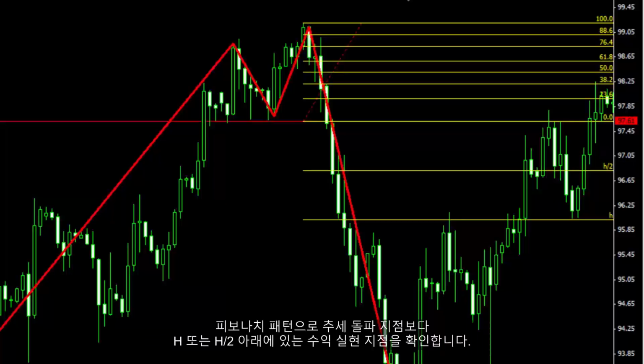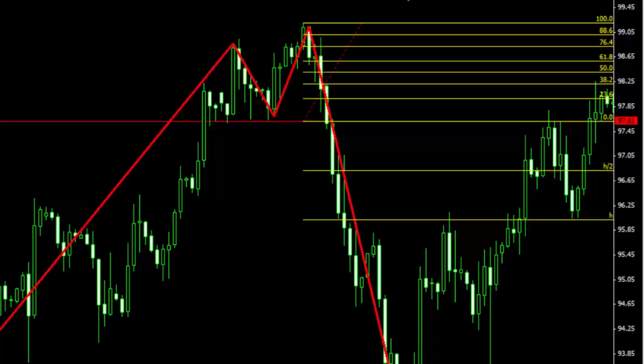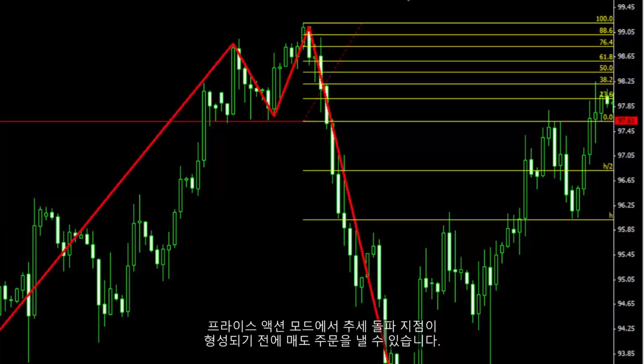Fibonacci clarifies the TP price under the breakout point with H2 or H pips amount. If a double top pattern is formed on a certain time frame, a trader can change the time frame to another format. In this example, resistance levels show another confirmation for a sell order. Based on price action mode, a trader could place a sell order sooner than the breakout point was formed.